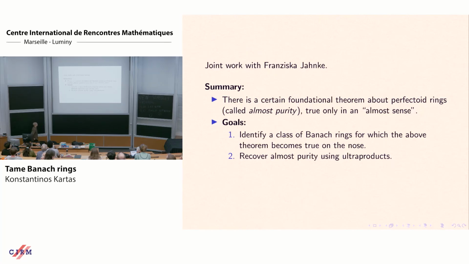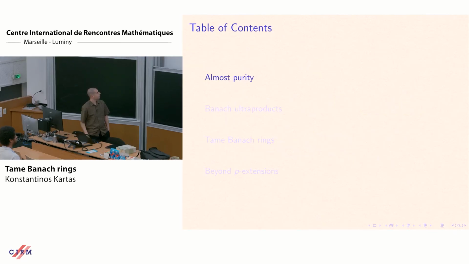More precisely, we want to identify a class of Banach rings for which the above theorem becomes true on the nose, so with no almost. And then we want to recover the original statement using some kind of ultraproducts. So that's what we want to do.